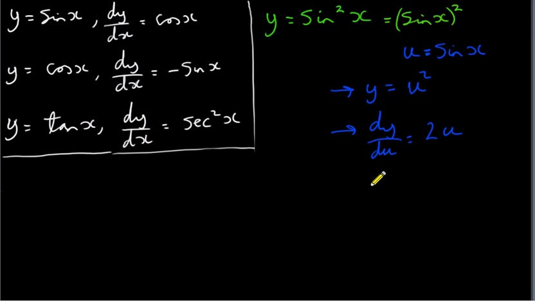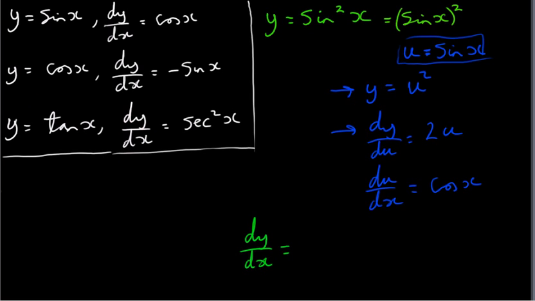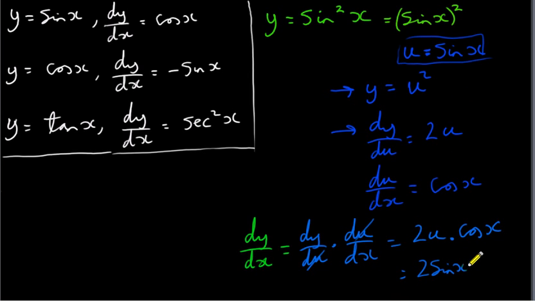du/dx, well, we'd have to differentiate this function here, sine of x. We just looked that up, we see that's cos x. So now we see that dy/dx is got by multiplying dy/du by du/dx. Okay, the du's cancel as I explained before. So dy/du is 2u, du/dx is cos x. But what is u? u is just sine x. So we get 2 sine x times cos x.